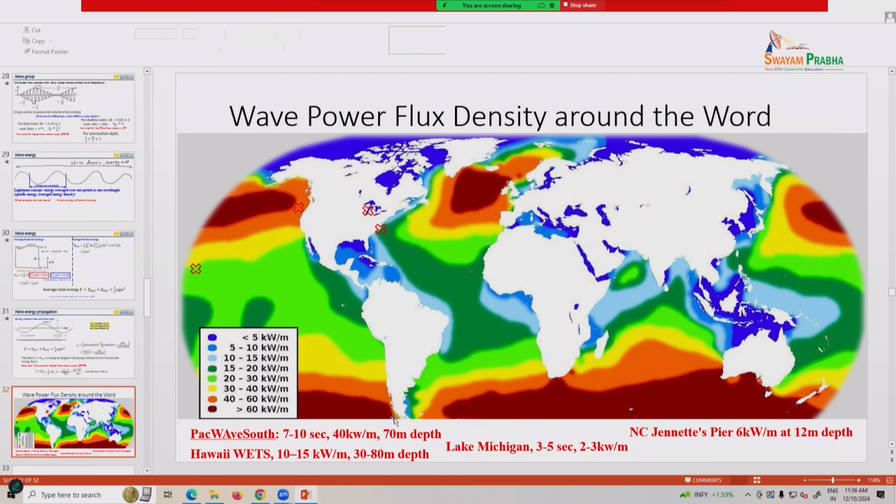Okay, so that is I list these three. That is test sites. Sometimes you can read the papers. People did tests in these sites. Okay.